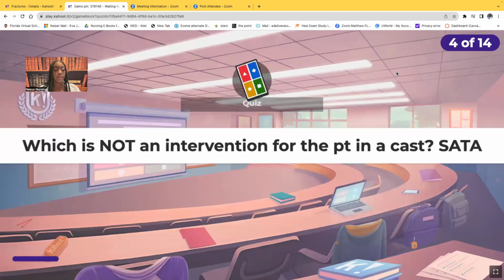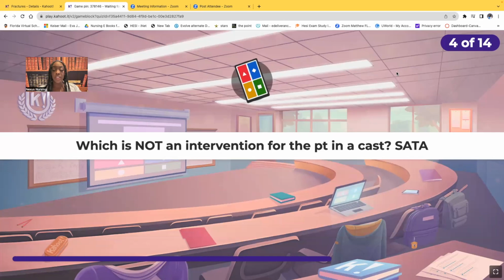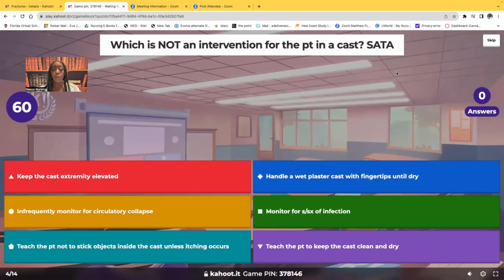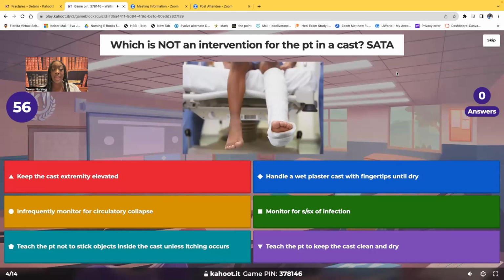Select all that apply. Which is not an intervention for the patient that has a cast? So we're looking for what's not an intervention for a patient that has a cast. Select all that apply. Here are our choices: keep the casted extremity elevated; handle a wet plaster cast with the fingertips until dry; infrequently monitor for circulatory collapse; monitor for symptoms of infection; teach the patient not to stick objects inside the cast unless itching occurs; and teach the patient to keep the cast clean and dry. Which are not interventions for the patient with a cast?